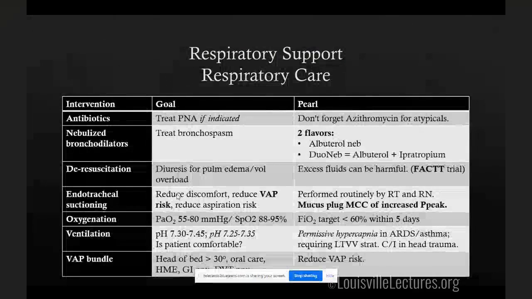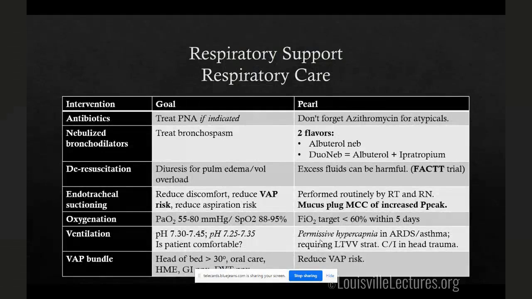What should you be targeting for oxygenation? Based on the ARDSNet protocol here, we target a PO2 of 55 to 80, and that corresponds to about 88 to 95%. So you don't ever really want to oxygenate patients too much, and we'll talk about that in the next slide. Our target FiO2 is less than 60% within 5 days of mechanical ventilation. And again, we'll talk about the risk of oxygen toxicity in the next slide.